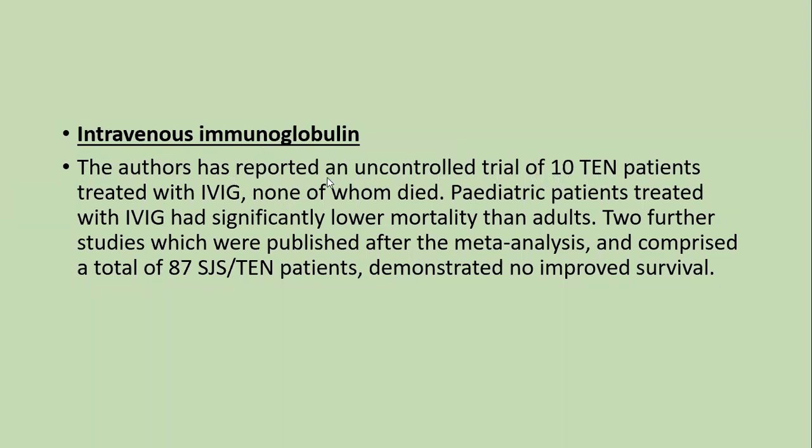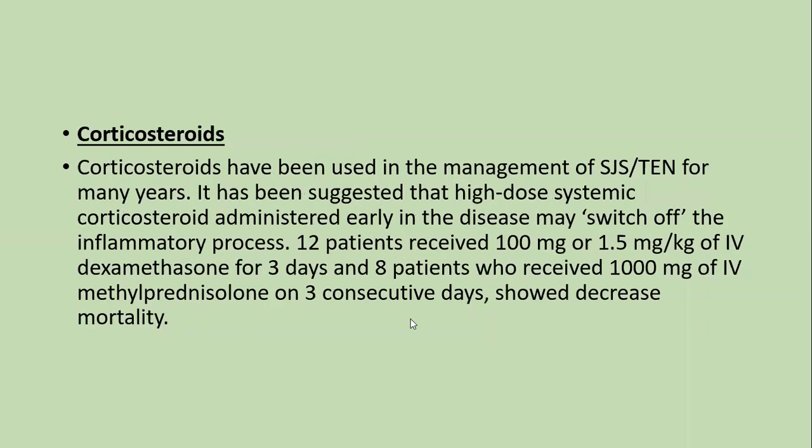Intravenous immunoglobulin: this study shows 10 patients recovering by use of intravenous immunoglobulin. Corticosteroids have been used in management of Stevens-Johnson and TEN. It has been suggested that a high dose of systemic corticosteroid early in disease may switch off the inflammatory process. Patients receiving 100 milligram or 1.5 milligram per kg of dexamethasone for 3 days, or 1000 milligram of prednisolone for 3 consecutive days, show decreased mortality. So more studies are in favor of giving high dose pulse corticosteroid therapy.